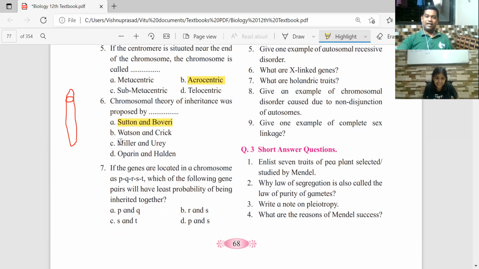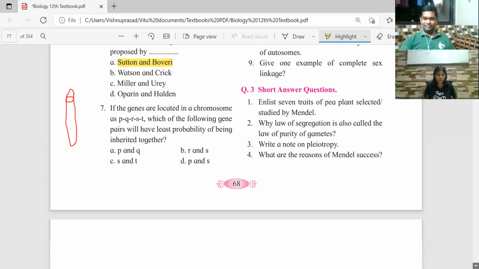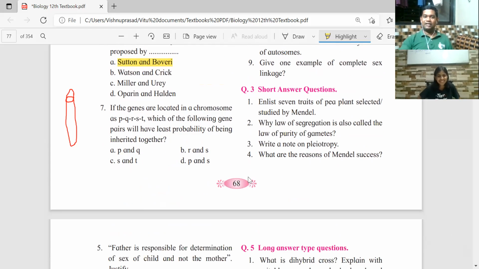Miller and Urey were the ones who carried out an experiment which proved the reducing conditions of the Earth during its origin. And Oparin and Haldane gave the molecular theory of evolution of life. We have not done that lesson yet, evolution.